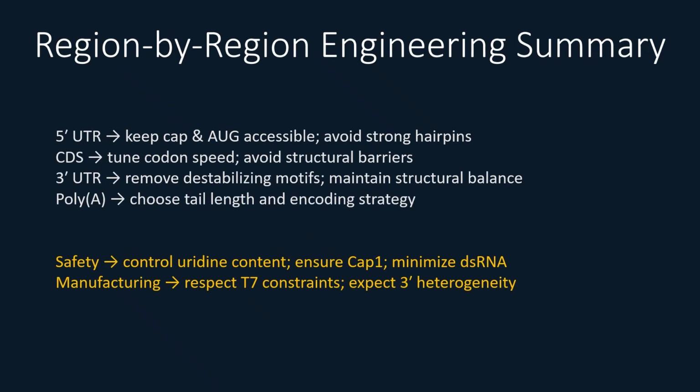Okay, so finally, to summarize, what we need to understand is that therapeutic mRNA design is really a region by region problem. In the 5' UTR, the main goal is accessibility. In the coding sequence, we are tuning translation kinetics. And the 3' UTR mainly controls stability. The poly A tail, we choose its length and how we encode or add it.